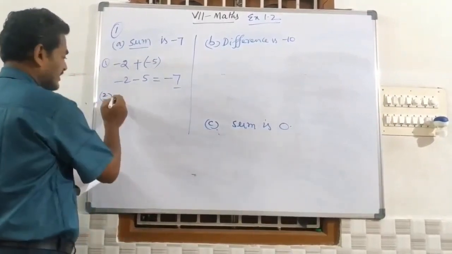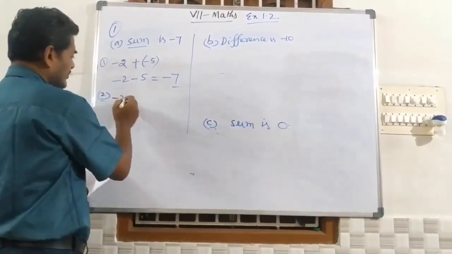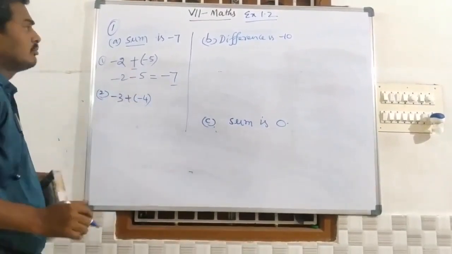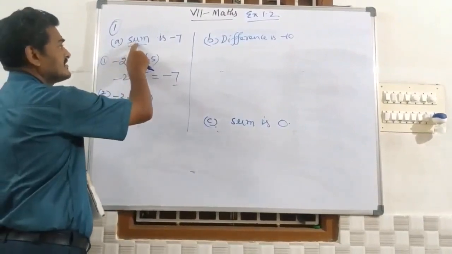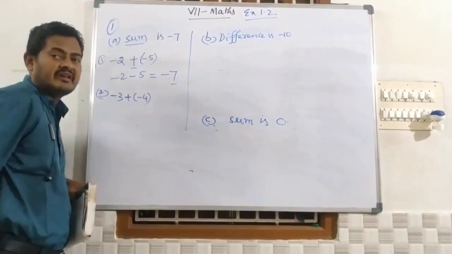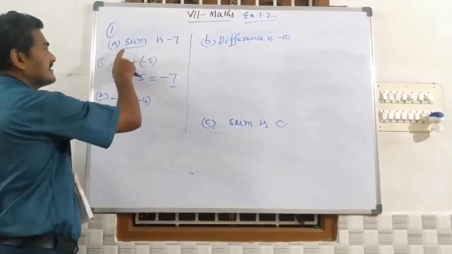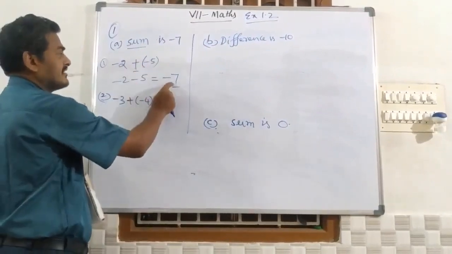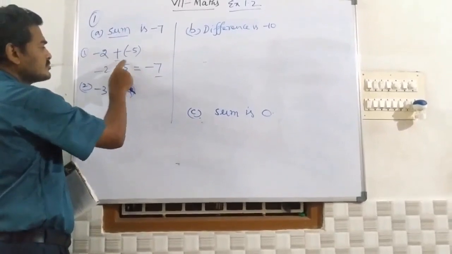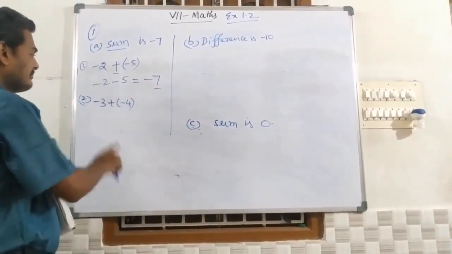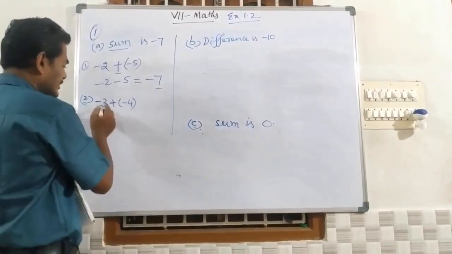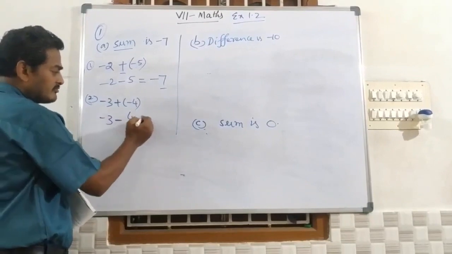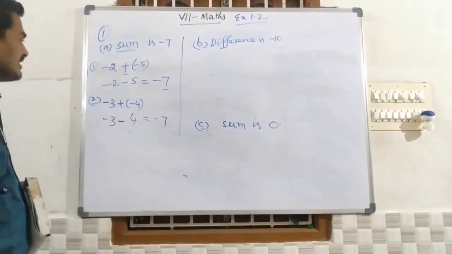Not only like this, we can write any example of your choice. Another example I am taking: minus 3 plus of minus 4. Why am I taking the plus symbol? Because in this question they are asking for the sum of a pair of integers, and the result should be minus 7. Minus 3 plus of minus 4, both are minuses, so we can add. Like this, we can take examples.